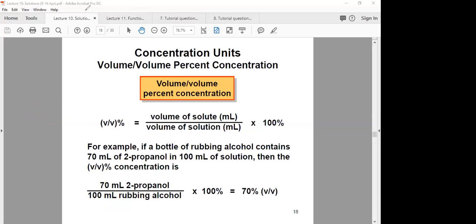All right, so make sure that you're very familiar with these two, because they always come up in the final exam, calculating volume per volume and weight per volume percentage.